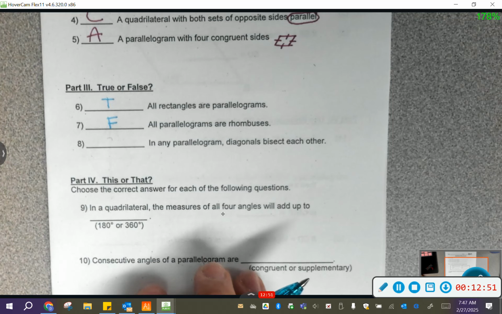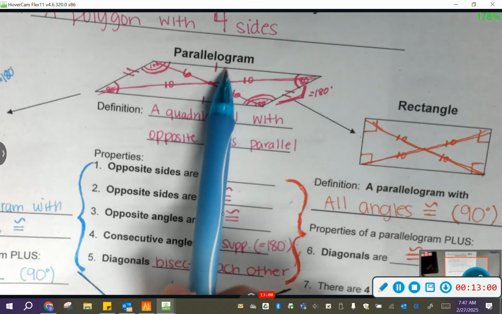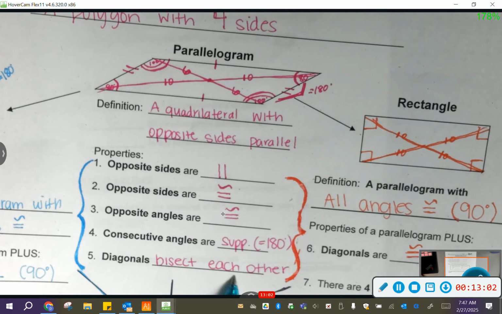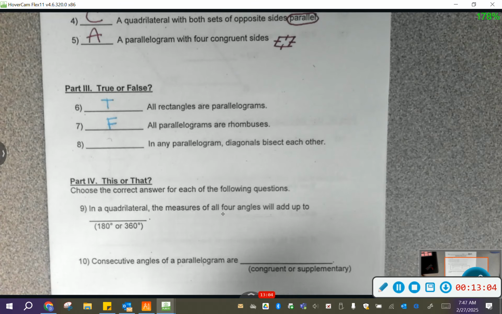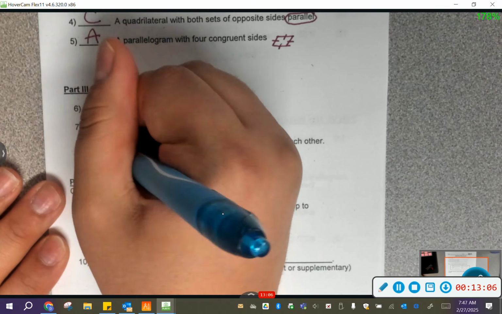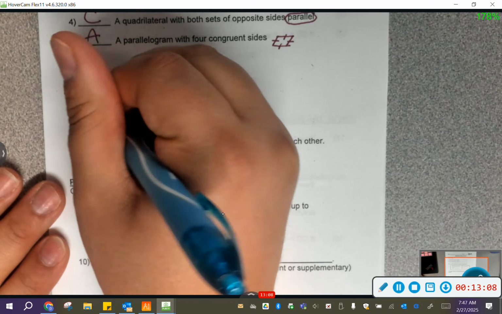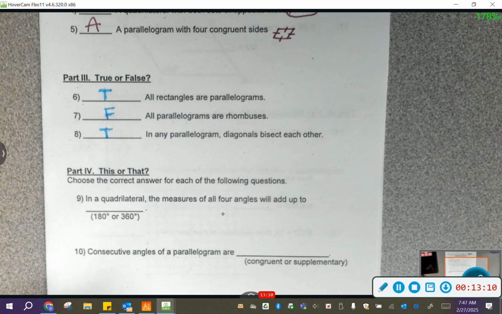In any parallelogram, do the diagonals bisect each other? Yes. Look at our parallelogram. For a parallelogram, do the diagonals bisect each other? Yes, that is true. In my personal opinion, that's going to be the hardest part of the test, is kind of just remembering this flowchart. So also look at this tomorrow.